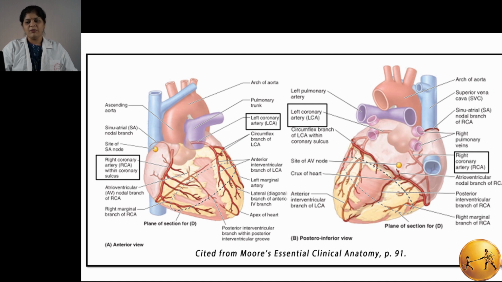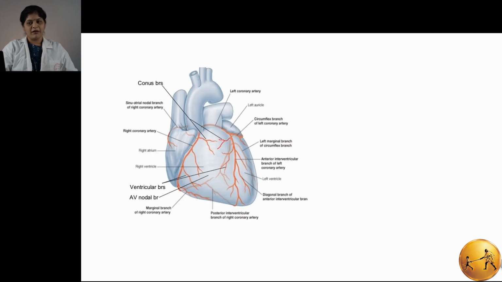This is the diagonal branch, this is the marginal branch, and it goes on the posterior side. So this is the circumflex artery, and here it gives a number of branches which supply the ventricle, that is the posterior aspect of the ventricle. The AV nodal branch is most of the time given by the left coronary artery. If it is not given by that, then it is given by the right coronary artery.